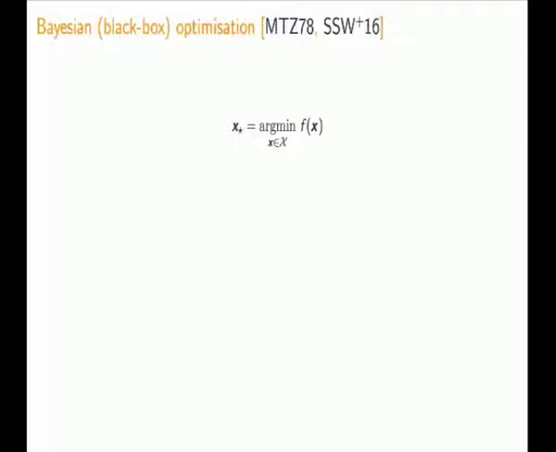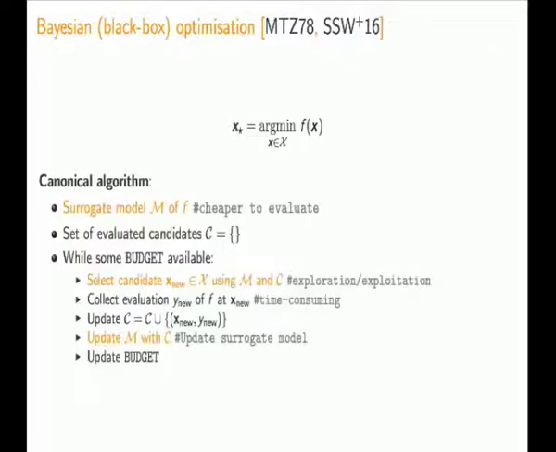Okay. So back to Bayesian black box optimization. Our goal is to minimize this function, which is very expensive, noisy, and we don't have the gradient information nor the analytical form. So this is the typical loop of a Bayesian optimization algorithm.